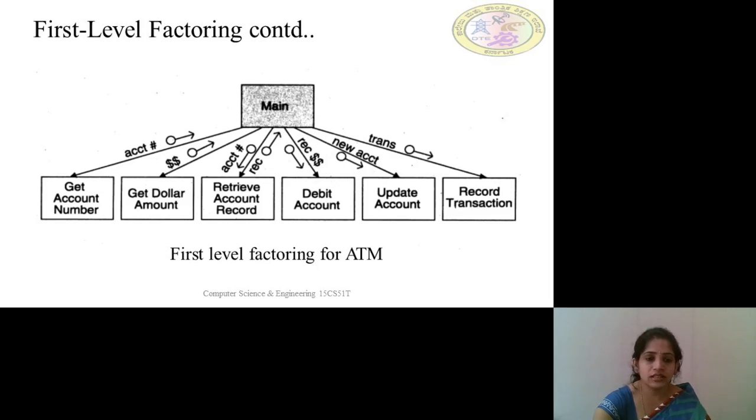And we can also see the arrow mark from main to get account, and after that there is also an arrow mark pointing back towards the main. So it gives an input, and the output again goes to the main function. It will check whether it is valid or not, and update, retrieve the details and record the transaction. Everything will be done by the subordinates, and the retrieved data will be stored in the main function. That is what is done in the first level factoring.